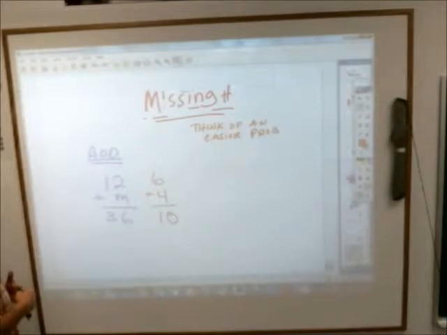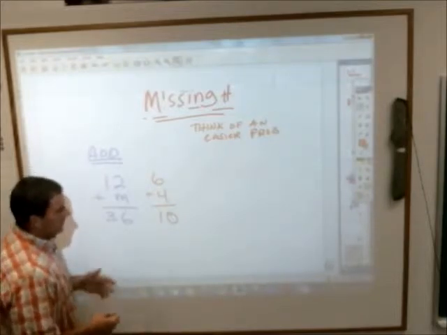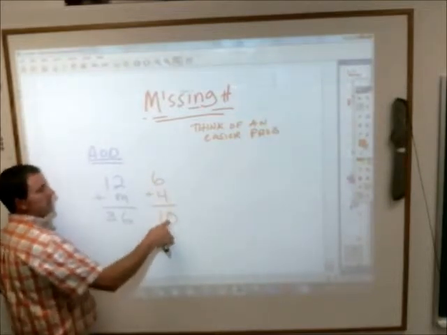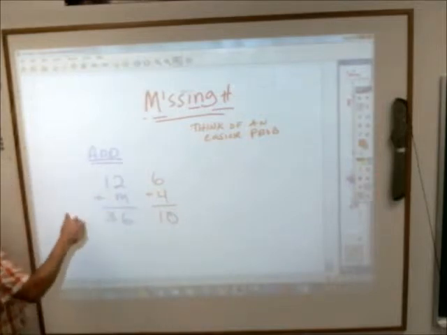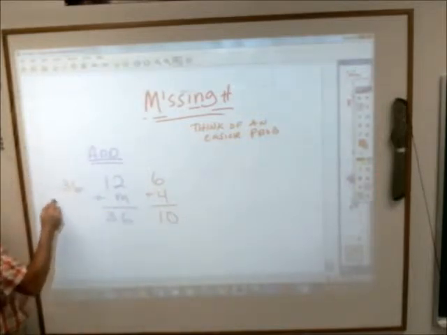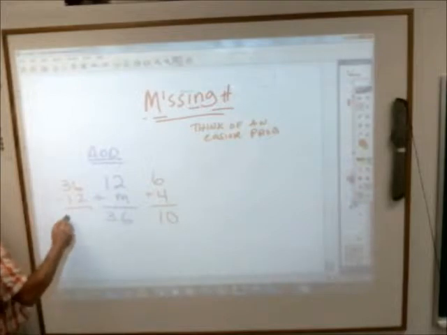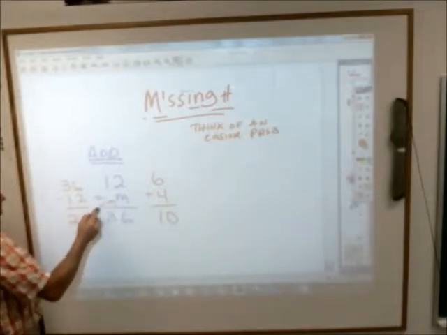In which case, you would do what, Ryan? Right, you're going to end up subtracting the 6 from the 10. That's the same process you do here. You're going to end up taking the 36 and subtracting 12. What you end up with is the number that goes in that middle.